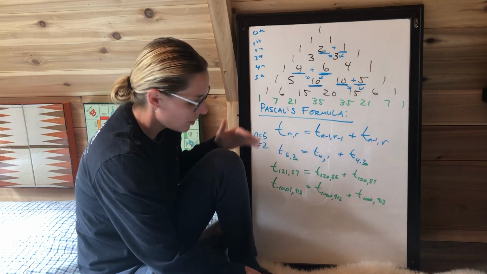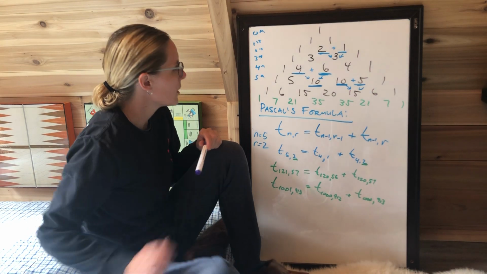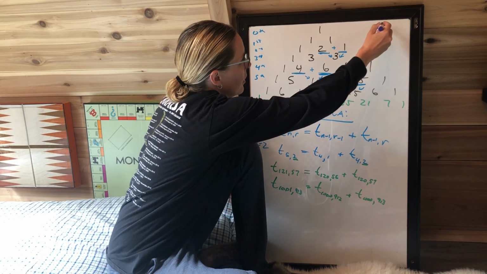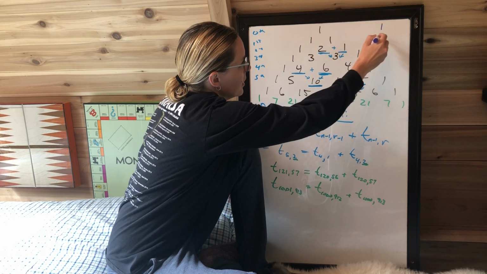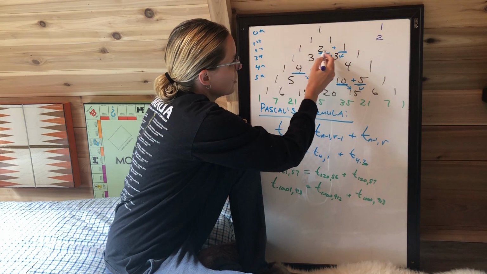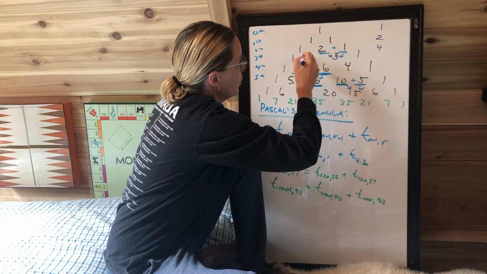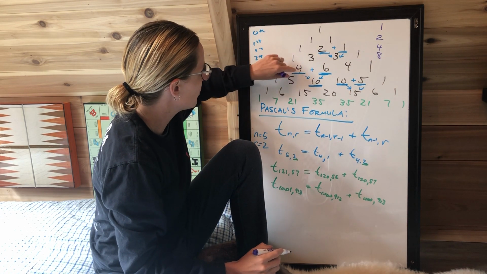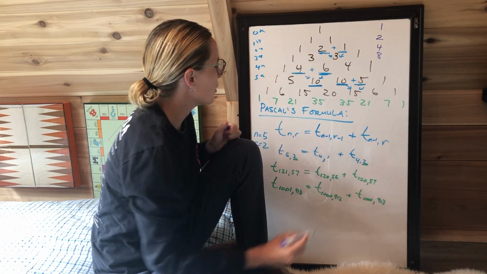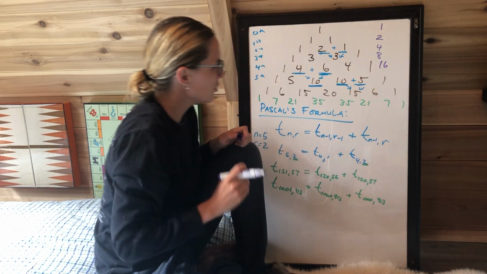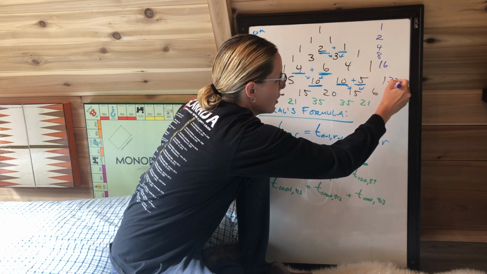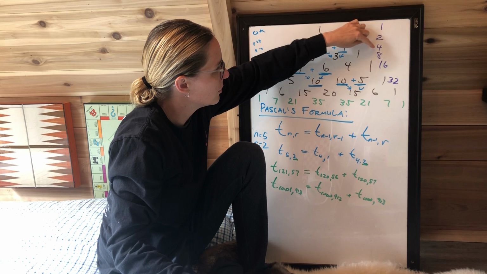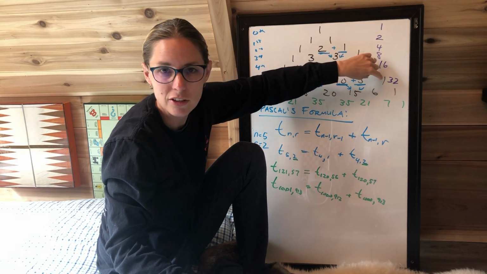The second pattern is about the sums of the rows. So if I just add up everything in a single row, this one is a 1. This one, 1 plus 1 is 2. This one, 1 plus 2 plus 1 is 4. 1 plus 3 plus 3 plus 1, 8. So I'm just adding up each value in a row. 1 plus 4 plus 6 plus 4 plus 1 is 16. And what you'll start to notice as you go across and you're adding them all up is, what do these numbers have in common? 1, 2, 4, 8, 16, 32.